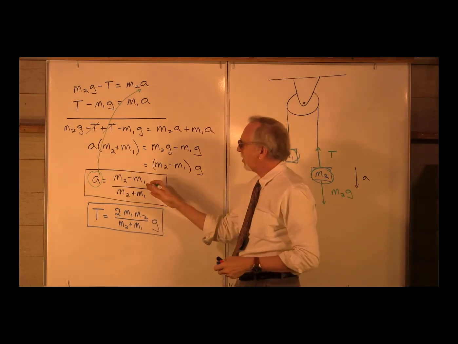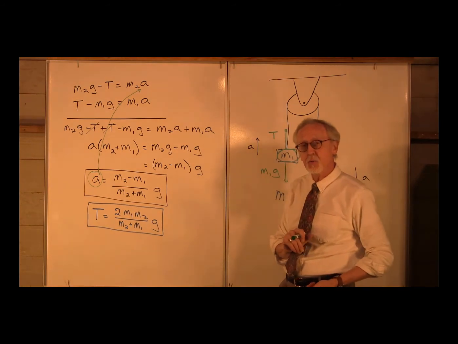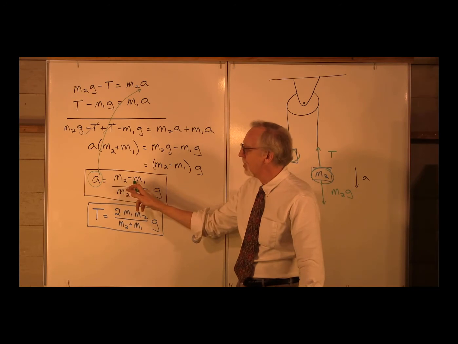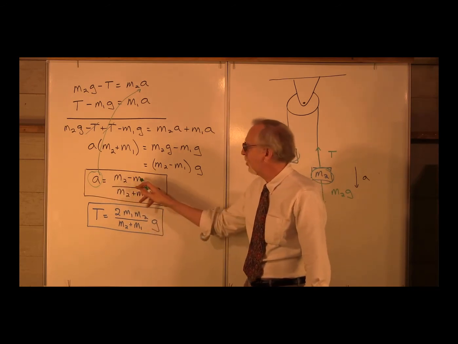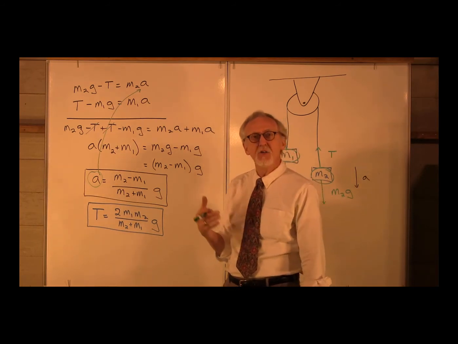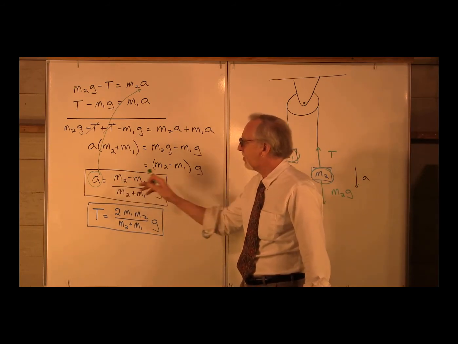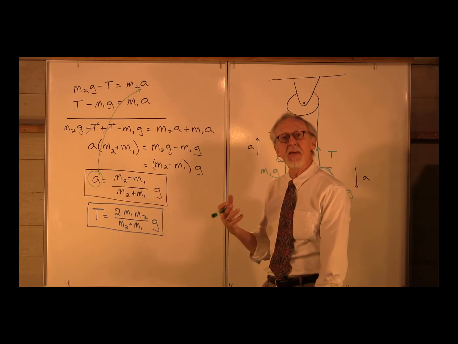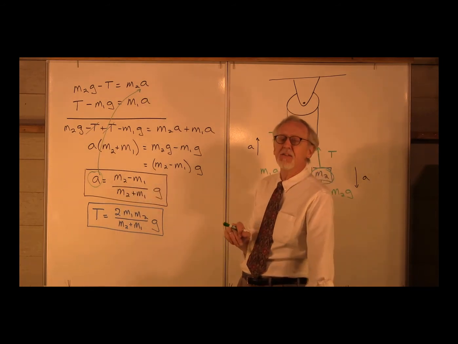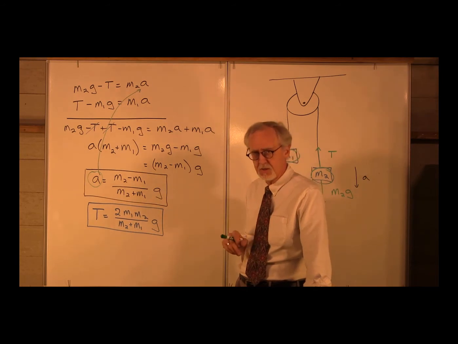Well, what happens with our equation if we put m1 equals m2? If m2 and m1 are the same, what's m2 minus m1? It's 0, and we get 0 acceleration. Well, that's exactly what we just said. So that makes sense. Having this factor of m2 minus m1 makes sense because that gives us a 0 acceleration when the masses are equal.